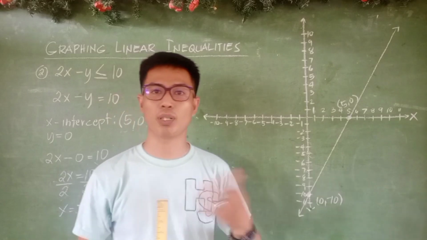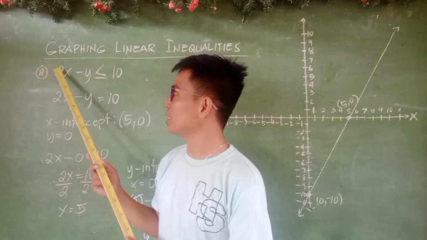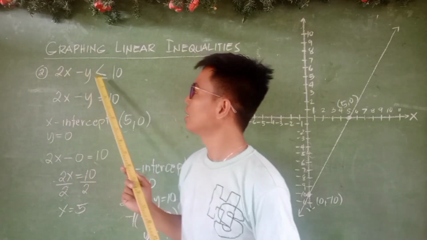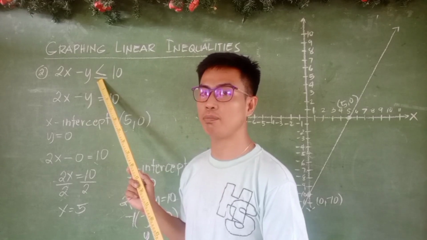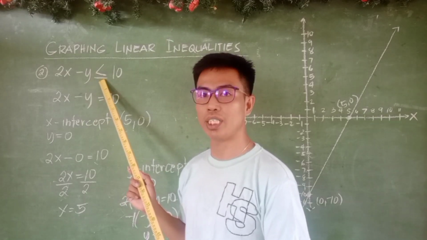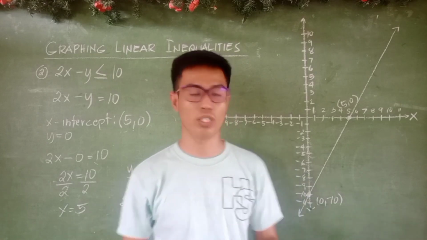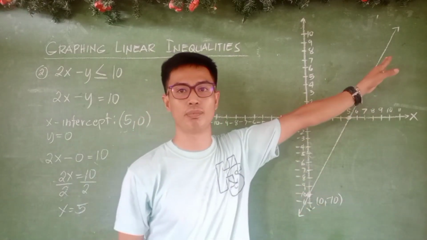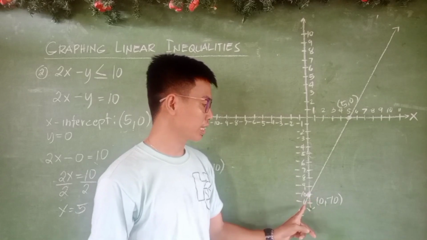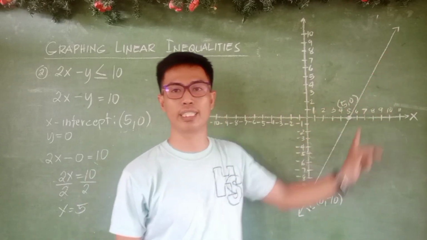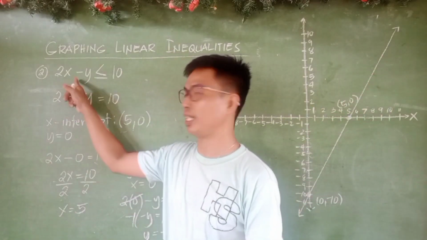Then, after natin makuha yung graph, balik tayo dito sa ating original inequality. So, as you can see, the relationship symbol is less than or equal. So, ibig sabihin, ang gagamitin nating line is the solid line. Ang ibig sabihin naman niyan, kasama yung mga point na nasa line sa solution ng inequality na ito.